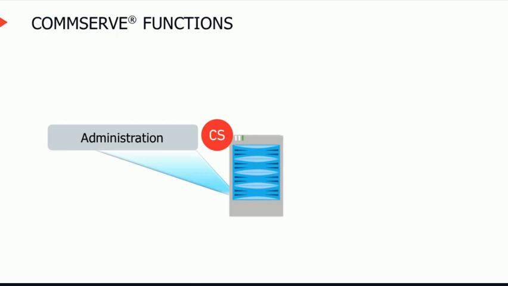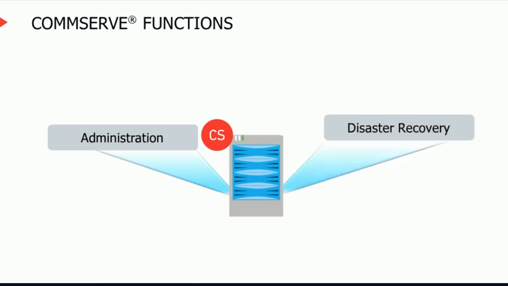The Meta Database Catalog, housed in the CommServe, includes metadata about the nature and location of the data that is stored. It also acts as the central point of disaster recovery in an environment. The CommServe houses a database with configuration and media association, which in a disaster recovery scenario is the first item that needs to be recovered.